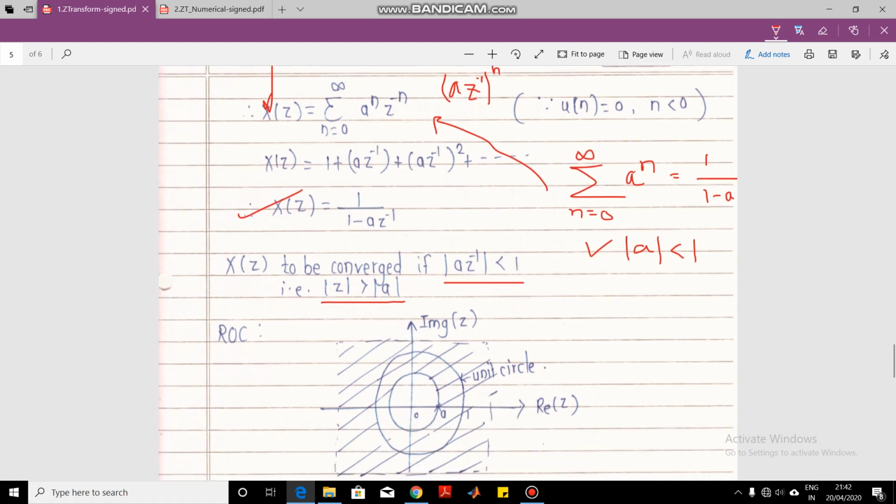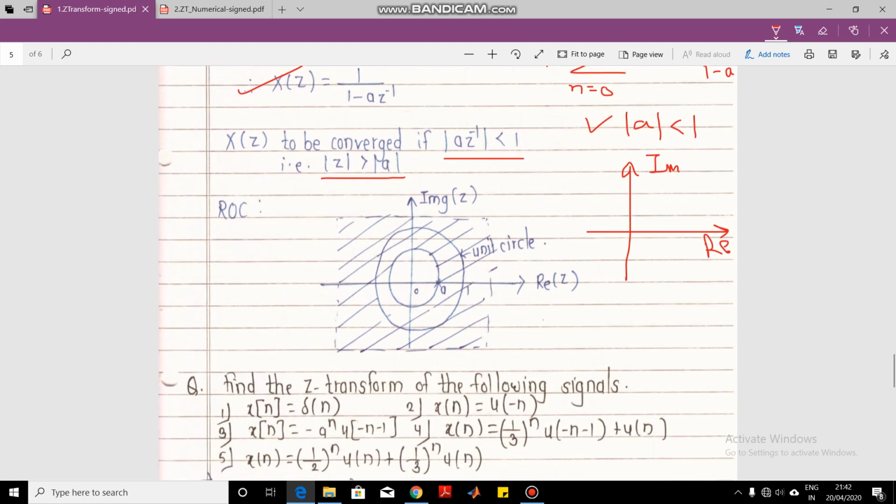So now what is that condition? If we plot the z plane, the z plane is always plotted like this. On the x-axis we have the real part of z, and on the y-axis we always have the imaginary part of z. Okay, so this is called the z plane. So real of z, imaginary of z, and now our ROC is mod of z greater than a.